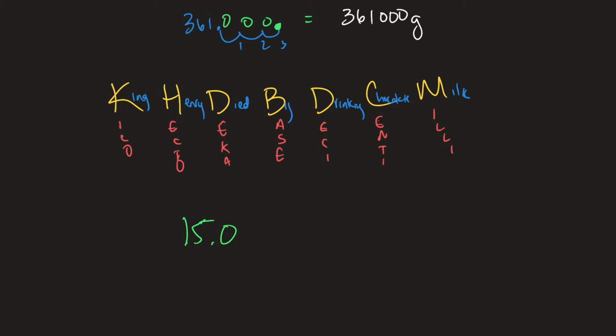15.0 centiliters, and I want to know what that is in hectoliters. Here's my decimal. We're starting here at the centi portion, and I'm going to end here at the hecto portion. Now, how many spaces do I have to move to get from centi to hecto? Well, 1, 2, 3, 4.